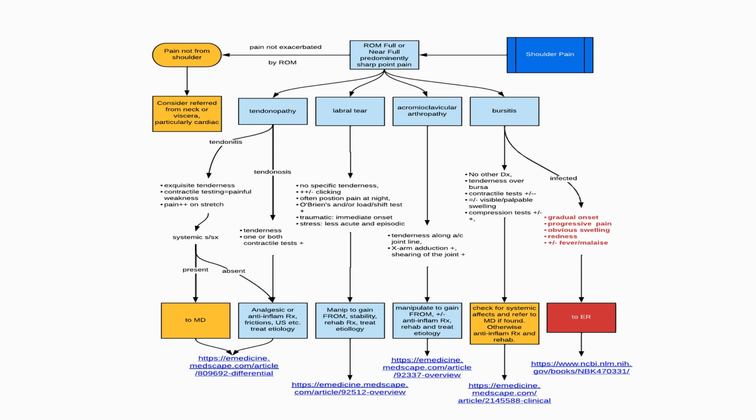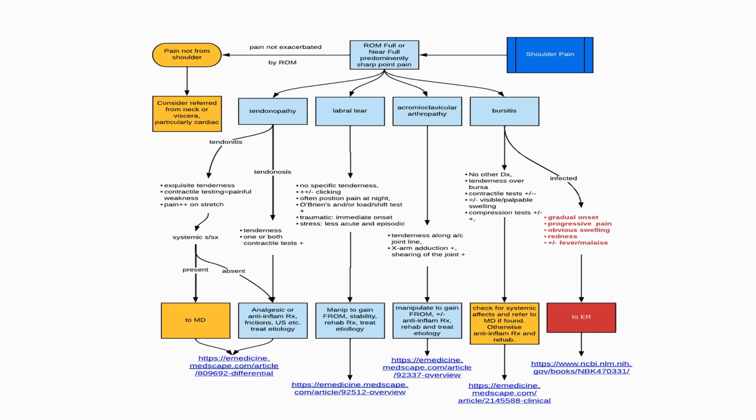If you've decided on this being an AC joint problem, your treatment is going to be to manipulate it if it's jammed up. If it's inflamed, then your anti-inflammatory treatments deal with the pain and rehab, and then treat the etiology, which could be the thorax, could be the glenohumeral joint.